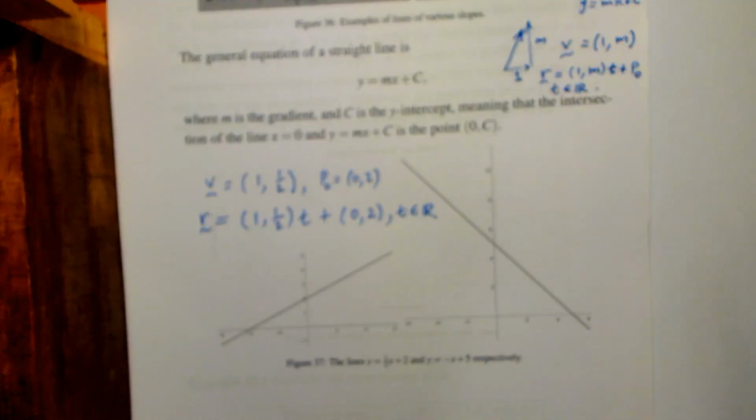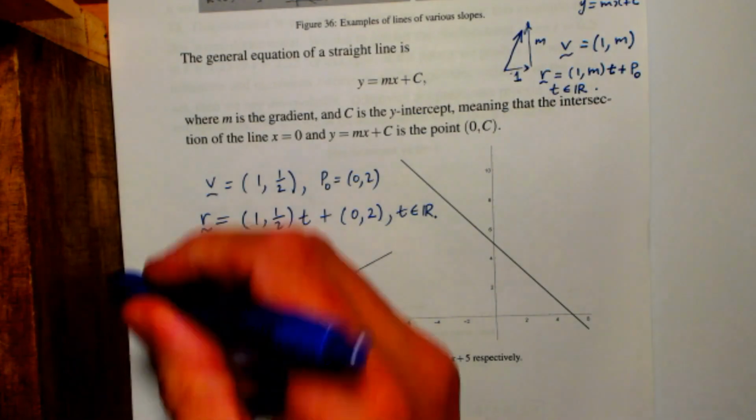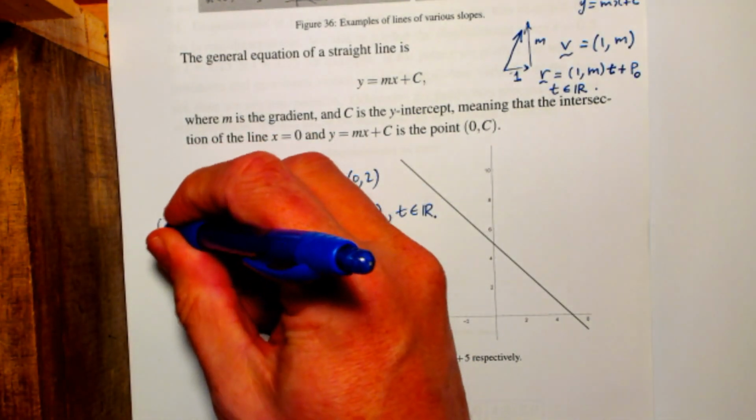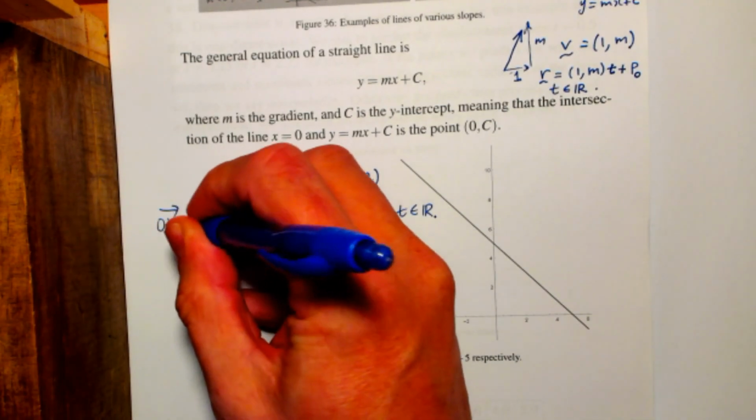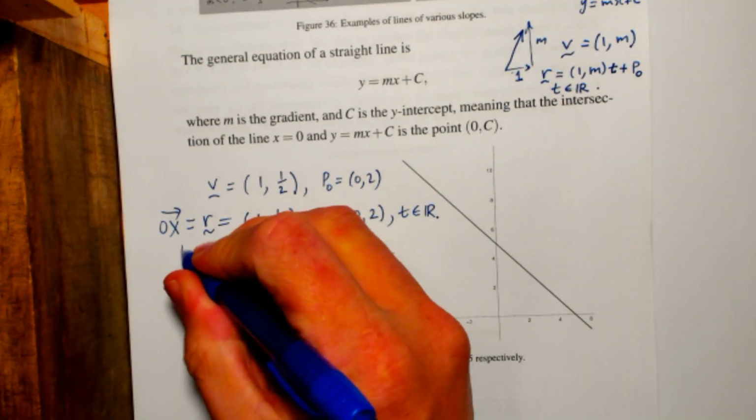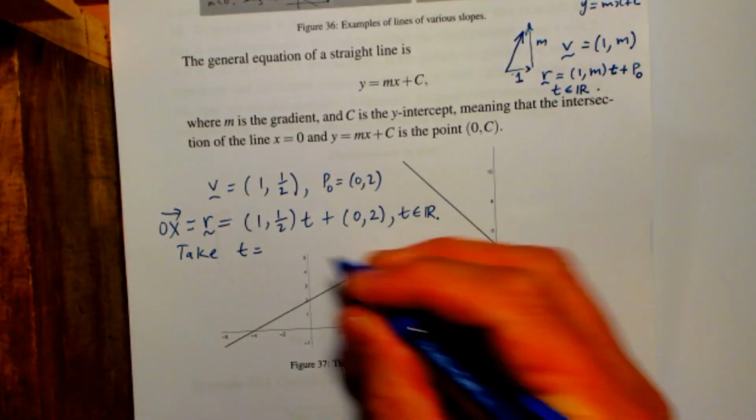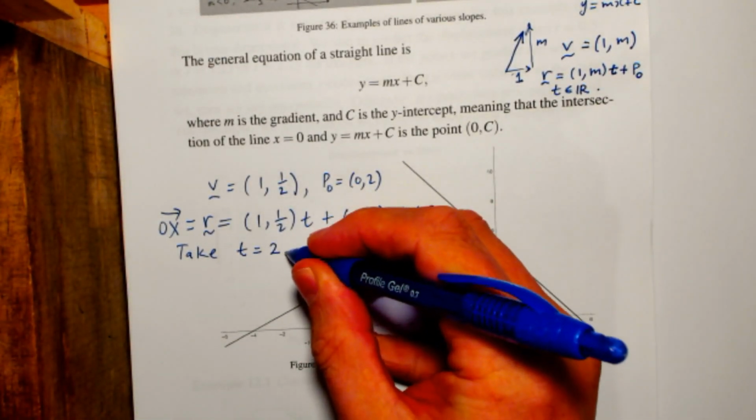Okay, now what this means is that if I choose a real number, I get a vector from, now this is from O to x, where x is, say, the point (x, y), and O is the origin. Okay, so take t equal to, let's just choose 2 for example.